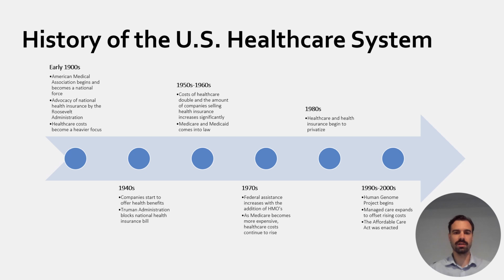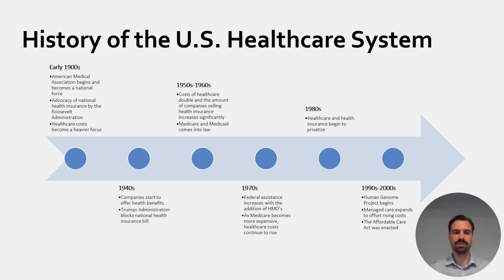In the 1940s, companies started to offer health benefits to incentivize workers to work for their companies. Also, in this decade, national health insurance was introduced, but was ultimately blocked by the Truman administration. As the country continued to progress through the 50s and 60s, more companies were offering health insurance, but healthcare costs continued to rise. Medicare and Medicaid were introduced in the 60s, which were significant laws in providing assistance for healthcare costs. As the United States tried to combat costs, HMOs were introduced in the 70s to provide federal assistance as healthcare costs still continued to rise.